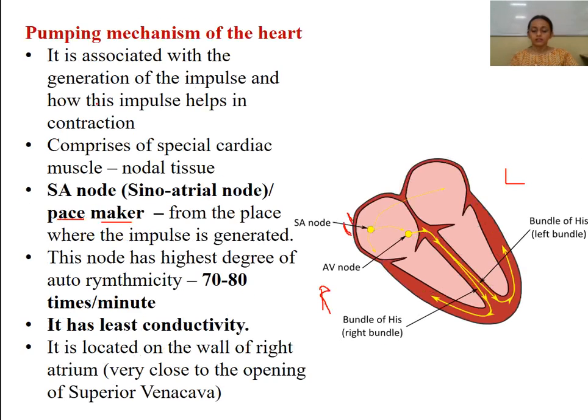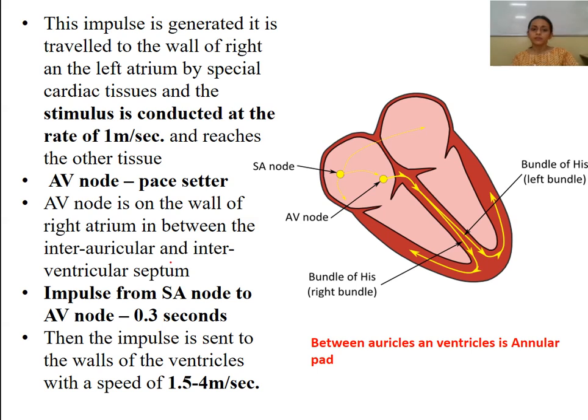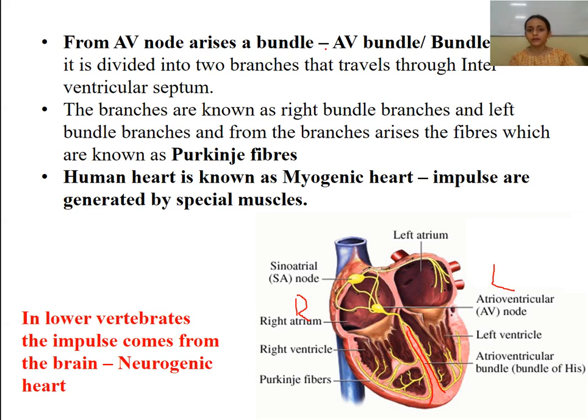It is generated at the SA node. In 0.3 seconds, it travels to the AV node, and from the AV node, certain bundles arise which are known as AV bundles, or also known as the bundle of His. Now this bundle of His travels through the interventricular septum, and after it travels, it is divided into two branches. From these branches arise certain fibers that travel to all the walls of the ventricles, and these fibers are known as Purkinje fibers.